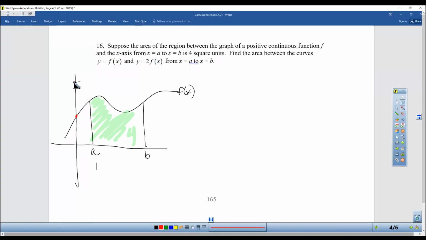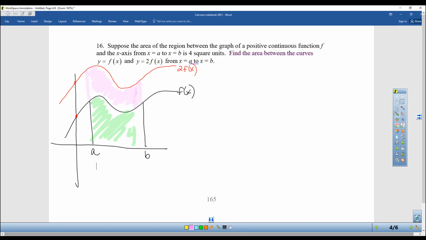So if I'm at 2, now I'm at 4. So I'm going to try and make it twice as tall, and I'm going to call that 2f of x. So the question is, what is the area between the curves from a to b? This region right here. That's the region that we're looking for. Find the area between the curves.